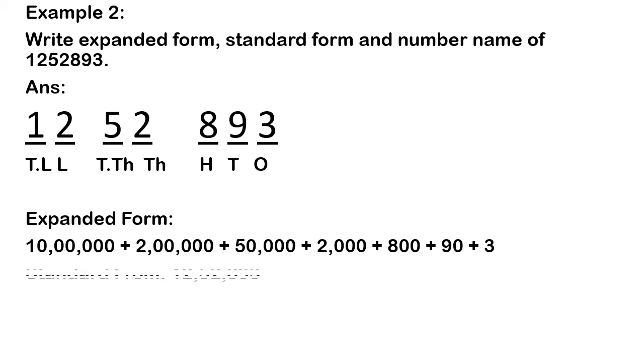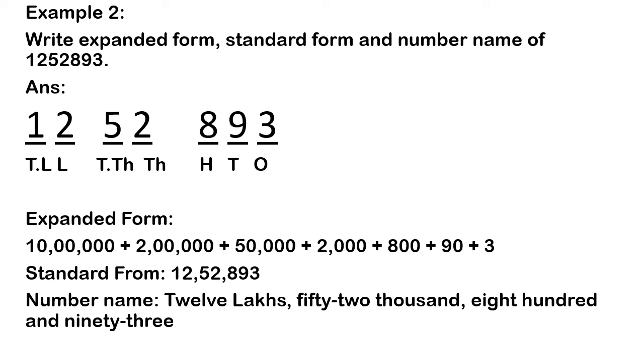Then standard form. In standard form, we have to divide into 3 groups: lakhs group, 1000 group and 100 tens ones group. We have to put a comma in between lakhs group and 1000 group, and 1000 group and 100 tens ones group. Then the number name. We have to write in words. 12 lakhs 52,893.